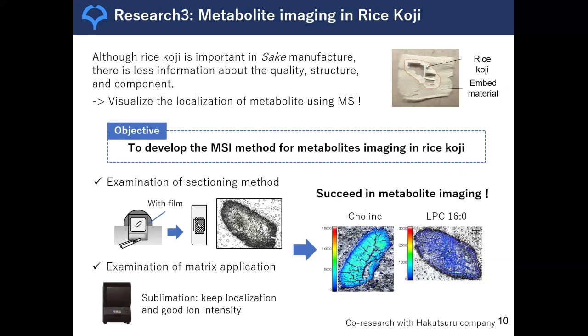By using a cryofilm, it has become possible to prepare sections while maintaining the morphology of the koji. Furthermore, we succeeded in maintaining ion intensity and localization by supplying a matrix by sublimation. Choline and phosphatidylcholine were identified by MS/MS analysis using this method and comparison with an online spectrum database.